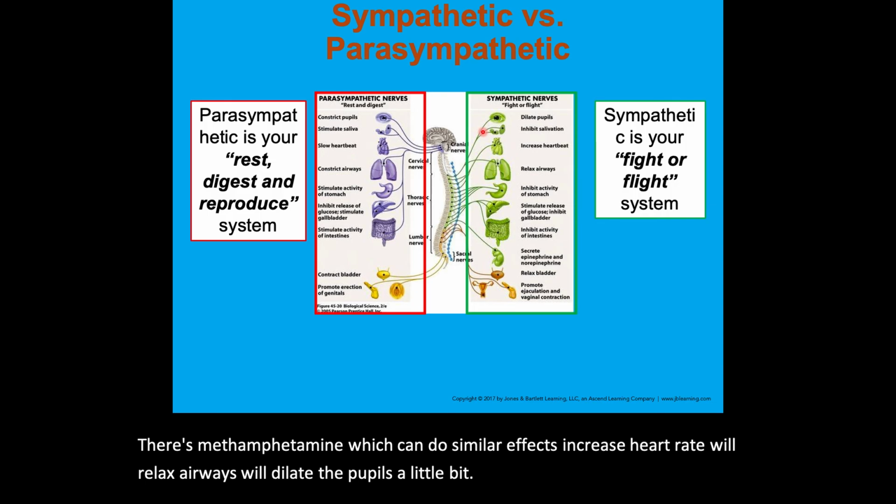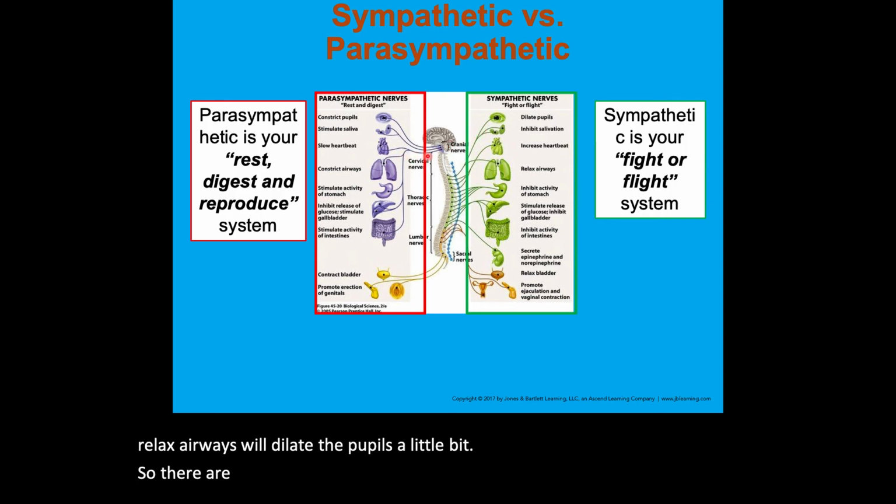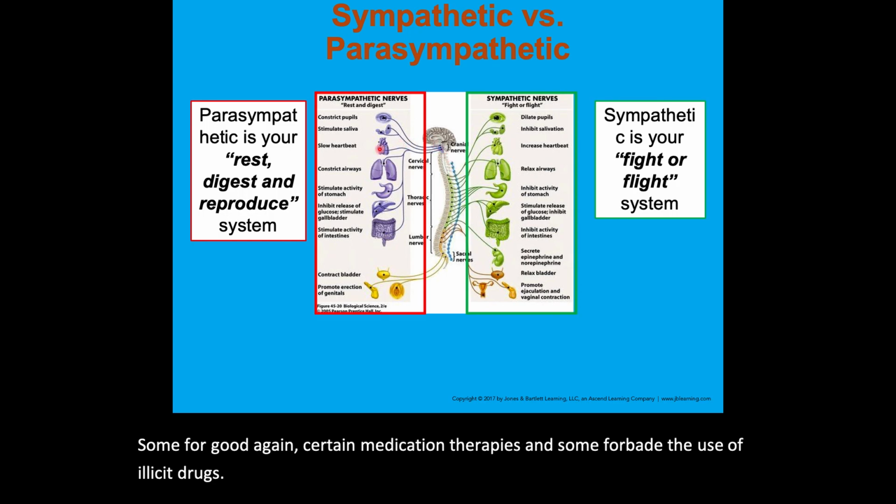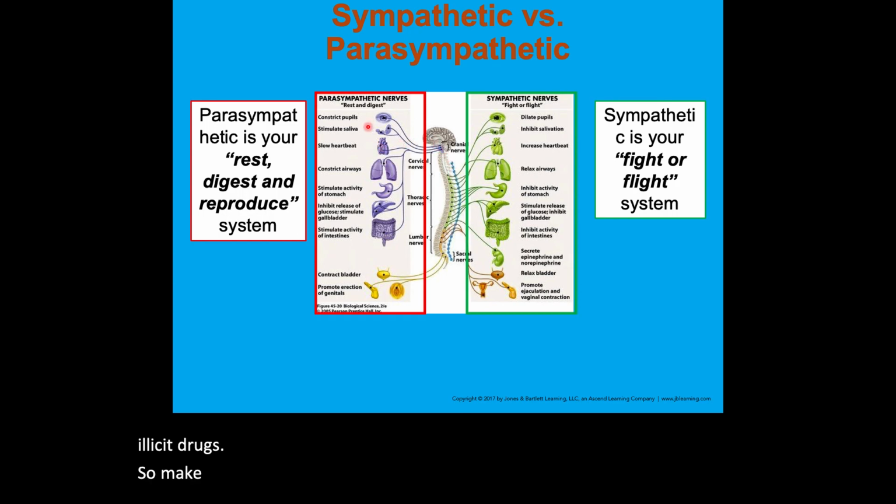So there are ways to elicit either one of these responses. Some for good, again, certain medication therapies, and some for bad, the use of illicit drugs. So make sure you go through this table and be sure to differentiate between rest, digest, and reproduce, and fight and flight.